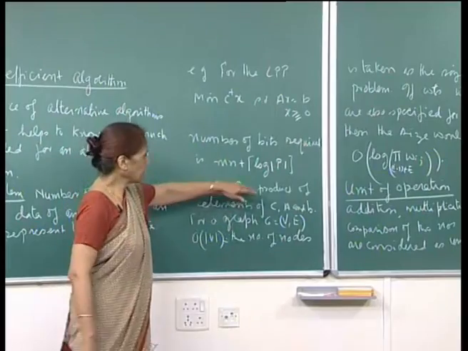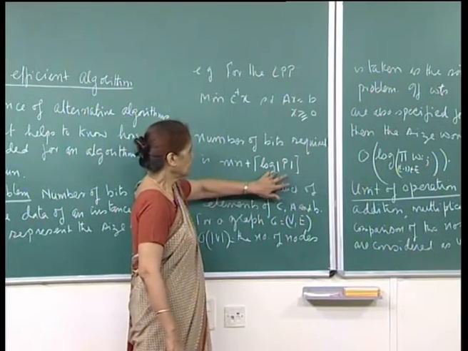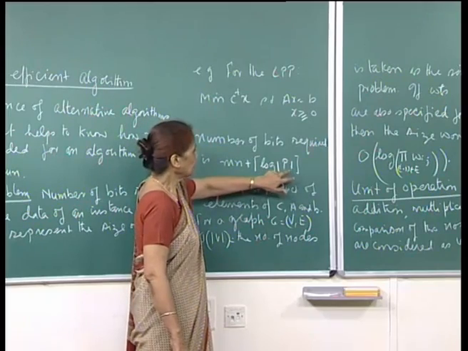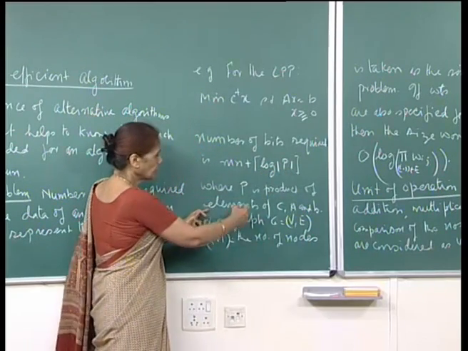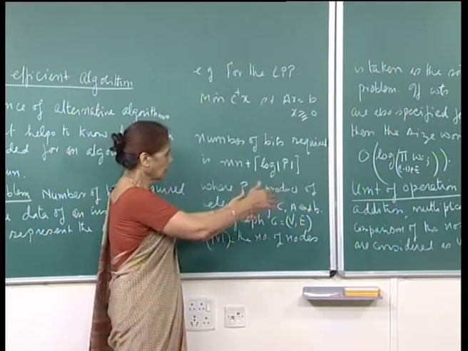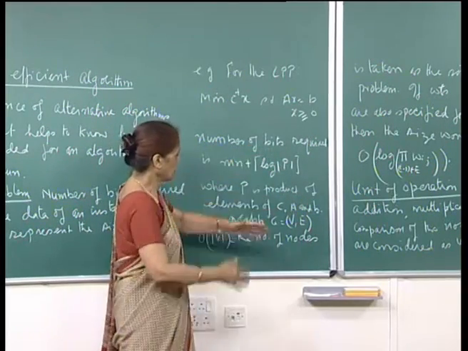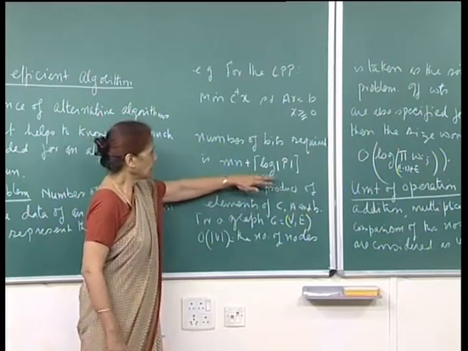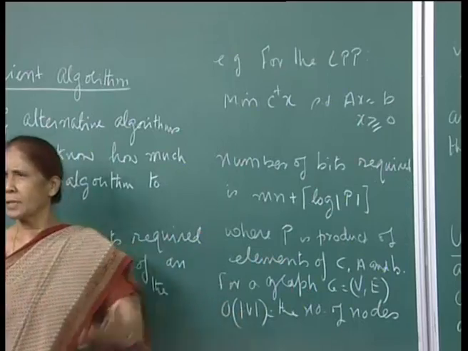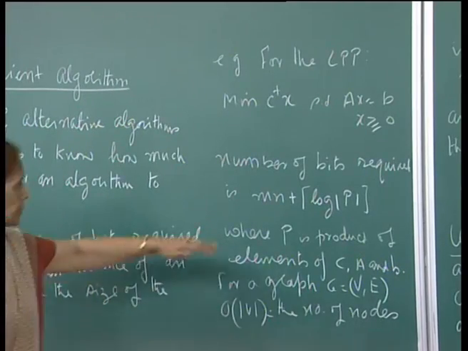So, the log to the base 8 is one of the ways of recording the data. And P is the product of the elements of C, A and B. So, when you put log, that means all these numbers you have to record, and that will be the size of an instance of a linear programming problem. This would be the size.